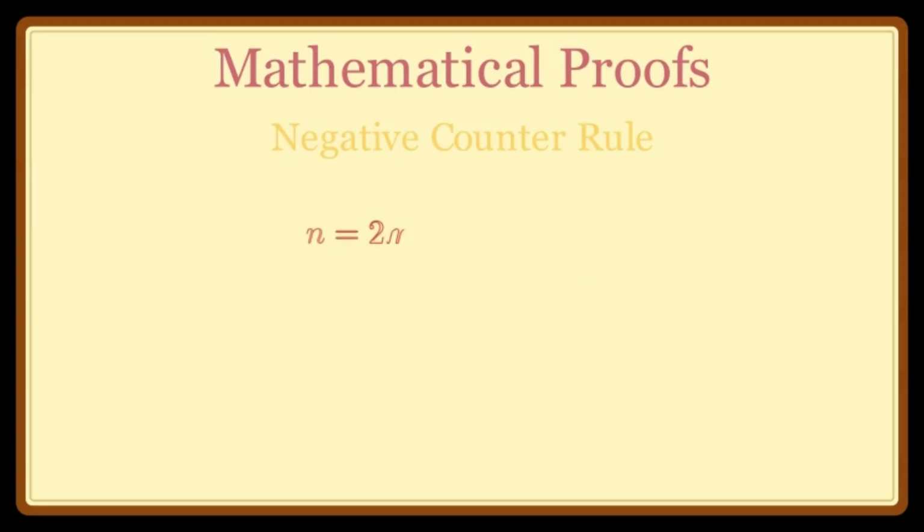Now what if the number is odd? An odd number is 2 times k plus 1. Its negative is negative 2 times k minus 1. To make this fit our strict odd number definition, which needs to end in a plus 1, we use a little algebra trick. We rewrite negative 2 times k minus 1 as negative 2 times k minus 2 plus 1.